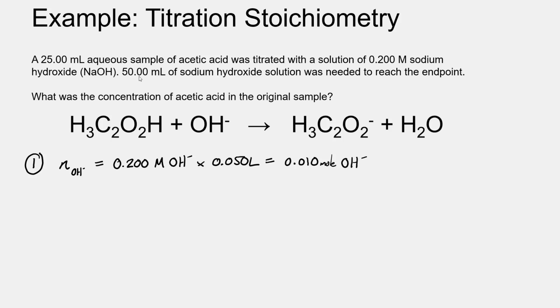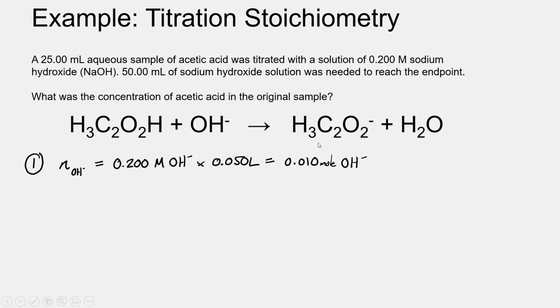First, I want to figure out how many moles of hydroxide, how many moles of the titrant, I had to deliver to get the reaction to go to completion. So to do that, I take the endpoint volume in liters rather than milliliters and multiply it by the concentration of the titrant. The concentration of the titrant is 0.200 molar hydroxide. I multiply by 0.050 liters, that's 50 milliliters. But my volume has to be in liters here to cancel with the liters unit in the denominator of the molarity. And I see that it took 0.010 moles of hydroxide to get the reaction to go to completion, or to reach the endpoint.